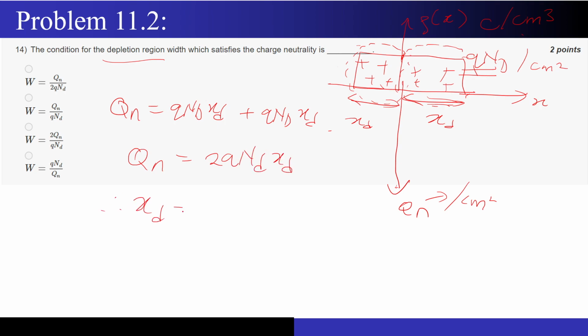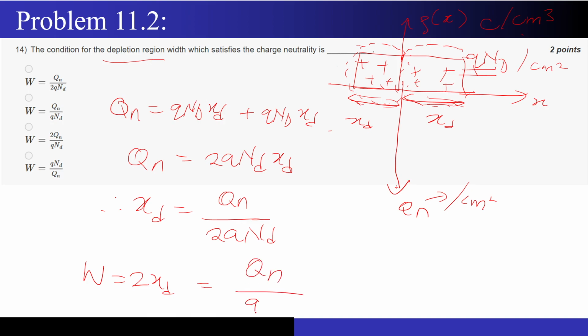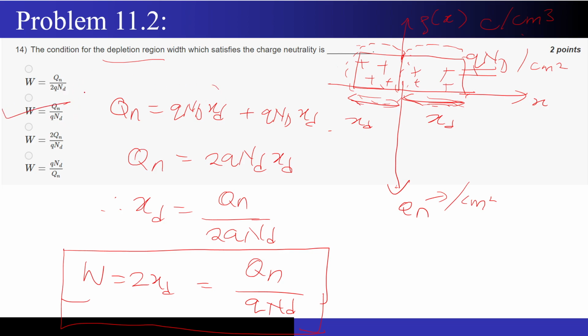So your xd became Qn upon 2q nd. Now xd is just half of the depletion width. I have the entire depletion region width to be calculated, because this is what has been asked in the question. So the entire depletion width W is nothing but 2xd, so it will come out to be Qn upon q times nd. I hope the question was clear. This was a little bit new type of question. If you guys have any doubts, please feel free to poke me at any time. I'll be moving on to the next.